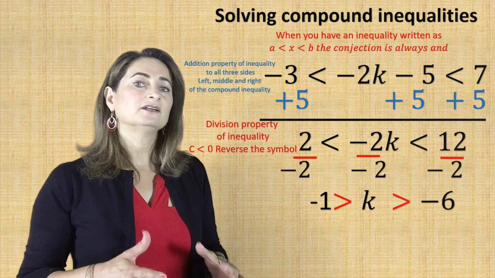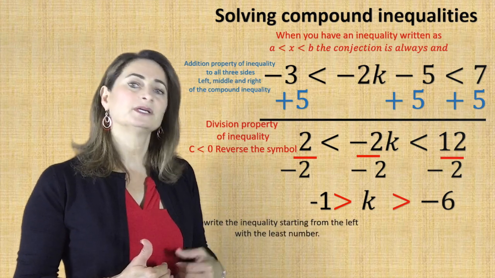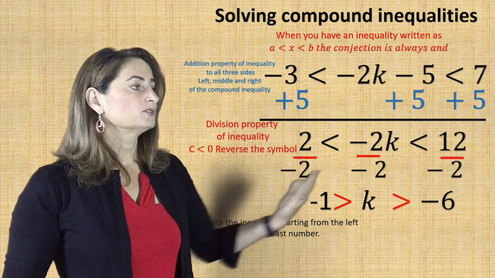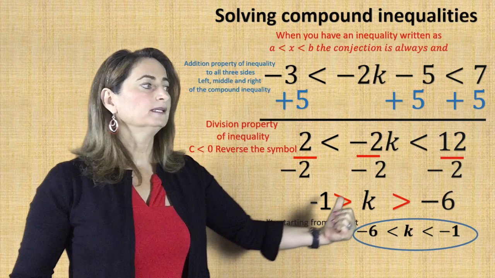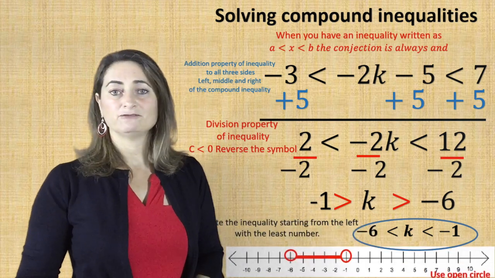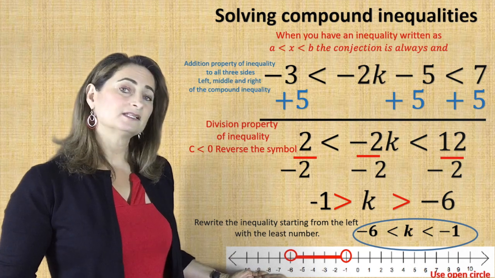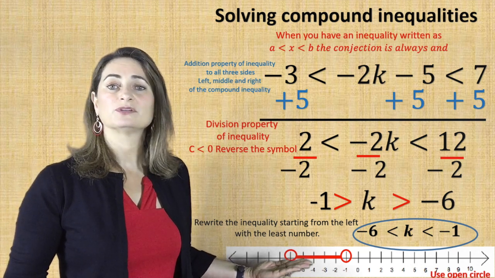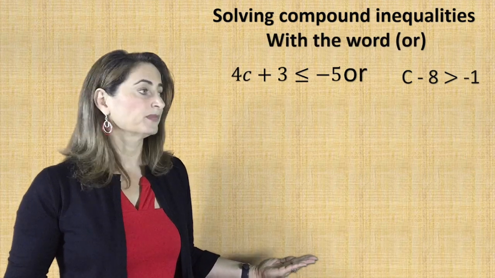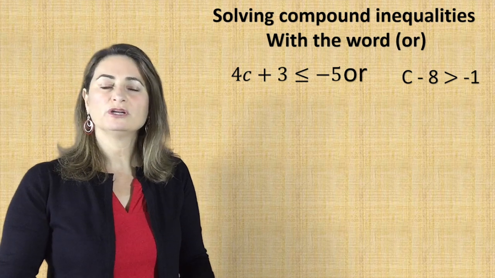Is it written in the right way? No. So rewrite it where the least number is from the left. So read it this way. -6 less than k and k less than -1. Now how do we graph that? Bring your graph. Again, since it's a compound with conjunction of and, then there is a shaded area, or there is an intersection of the solution. Now how can we solve compound inequality with the word or?